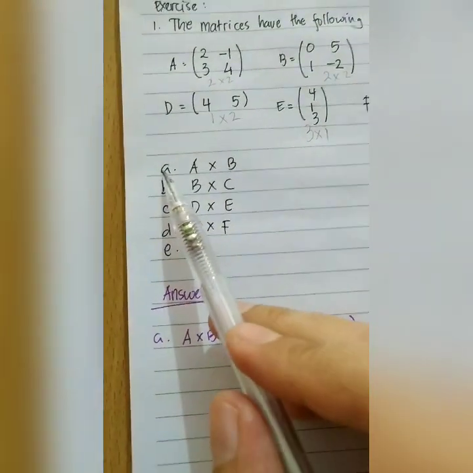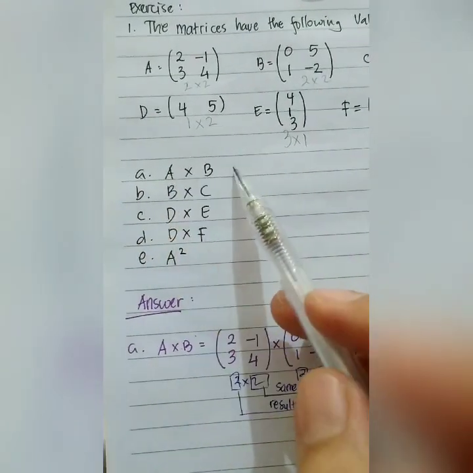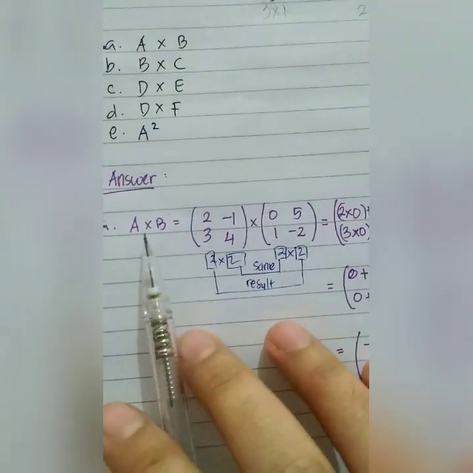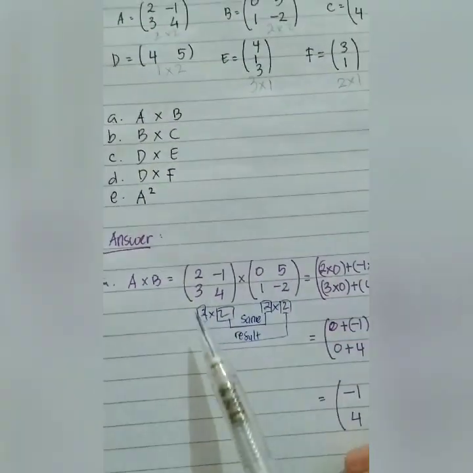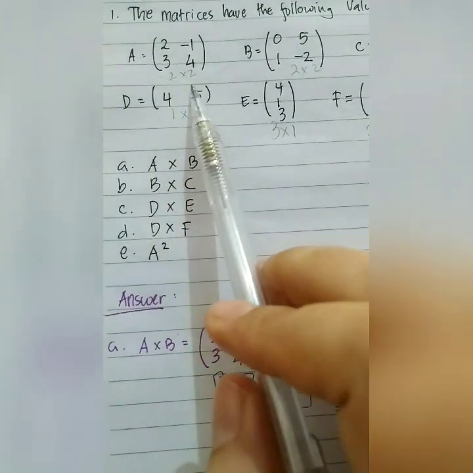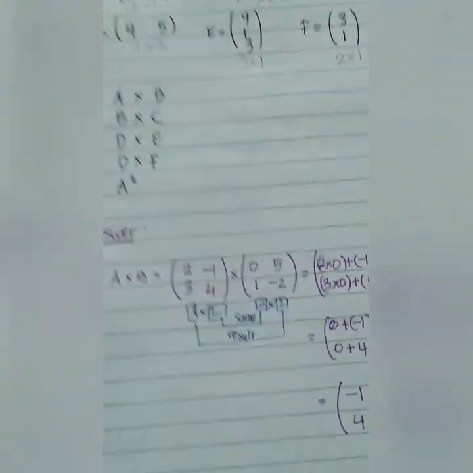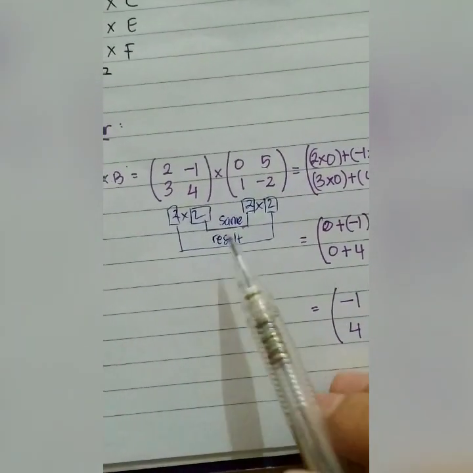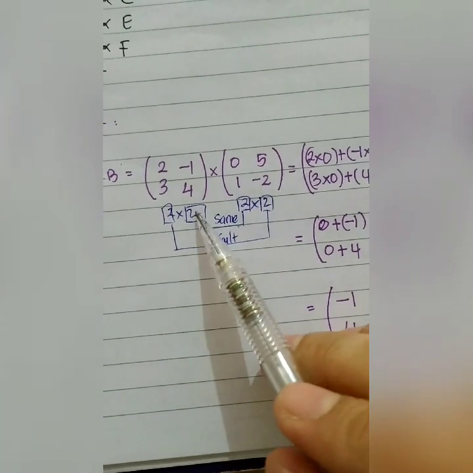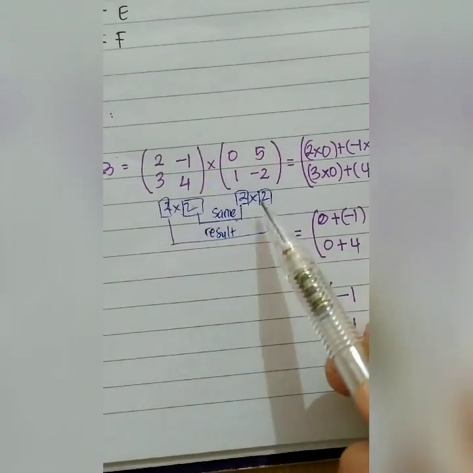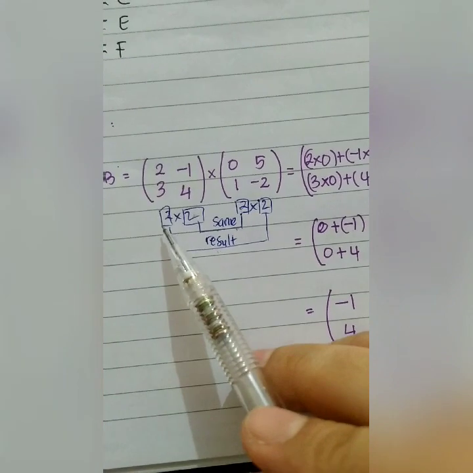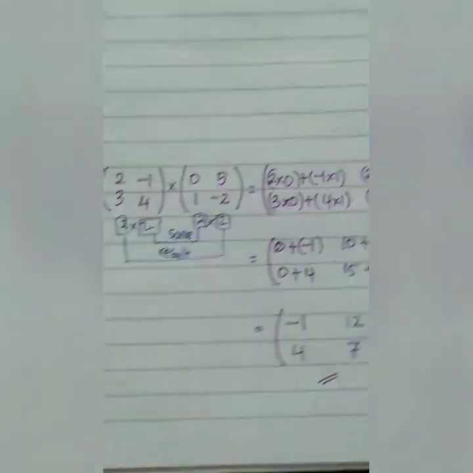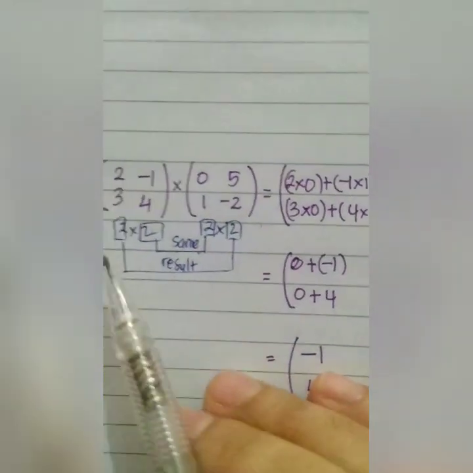So let's start with part A. The question is A times B. Here, A has order 2 by 2 and B is 2 by 2. Of course they can be multiplied because the number of columns here and the number of rows here are the same, so the result must be 2 by 2. Now let's calculate it.